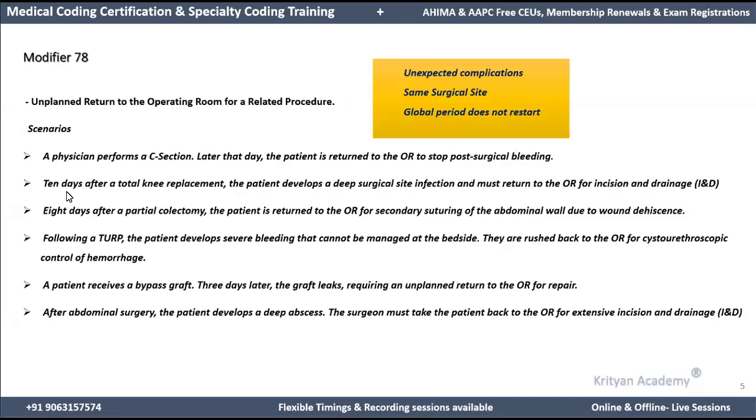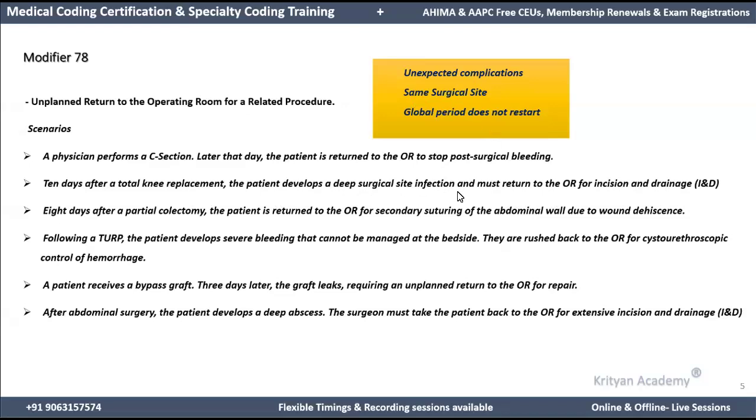Here is another scenario: 10 days after a total knee replacement. A total knee replacement surgery was done, and after 10 days the patient develops a surgical site infection and must return to the operating room for an incision and drainage procedure. This is the same surgical site, which got an infection.